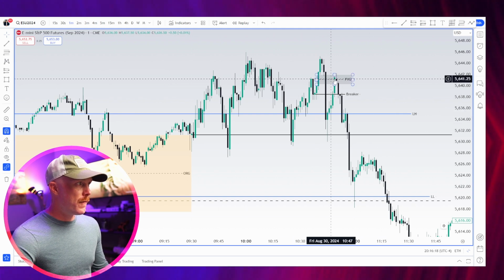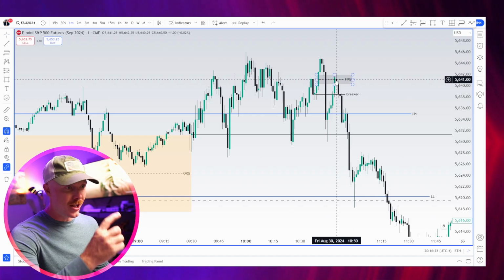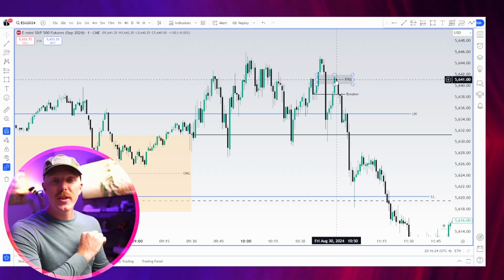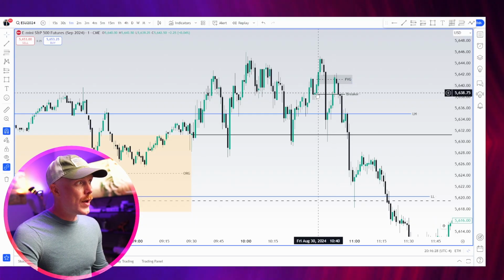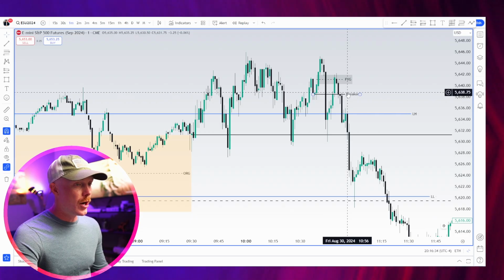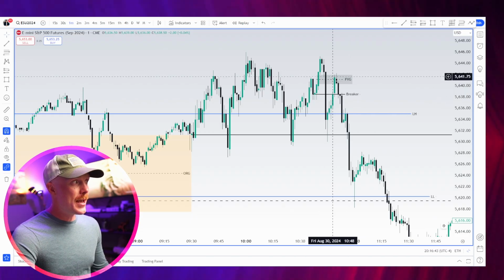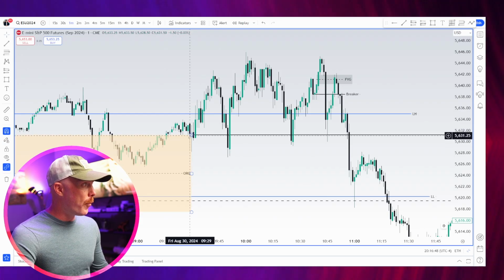We have a fair value gap that acts as an inversion fair value gap, which I'll link a video right here that talks all about inversion fair value gaps. And then we also have our breaker model right here, where price runs lower and runs into our breaker. This is the first time this clearly shows up in price action compared to the opening price.